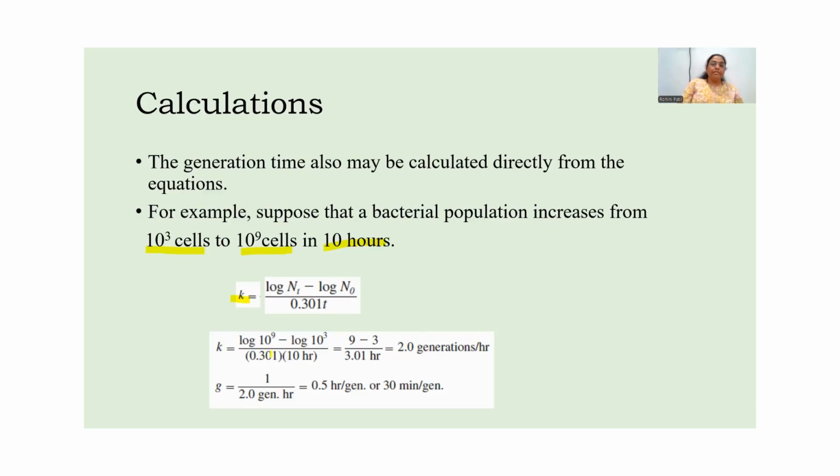And now from this K, you can calculate the generation time. How? You know that K is equal to 1 by G, or G is equal to 1 by K. So you know the K now, so you can have the G. G is equal to 1 divided by 2 generations per hour, which is equal to 0.5 hours per generation, or 30 minutes per generation. So if you know the initial cell number and the cell number at a given time, and the time, you can calculate both the generation time as well as the growth rate constant.